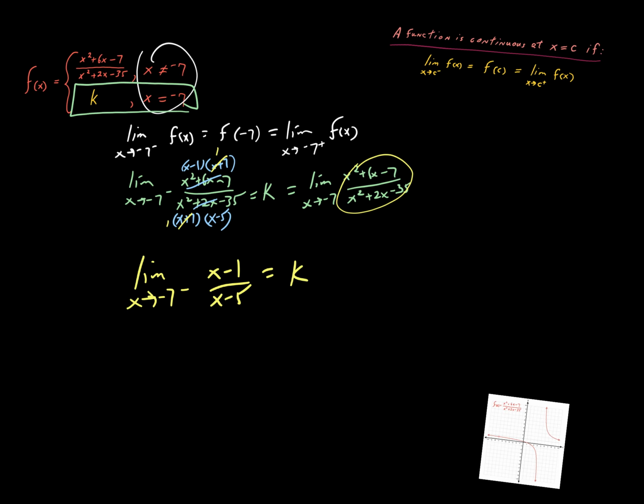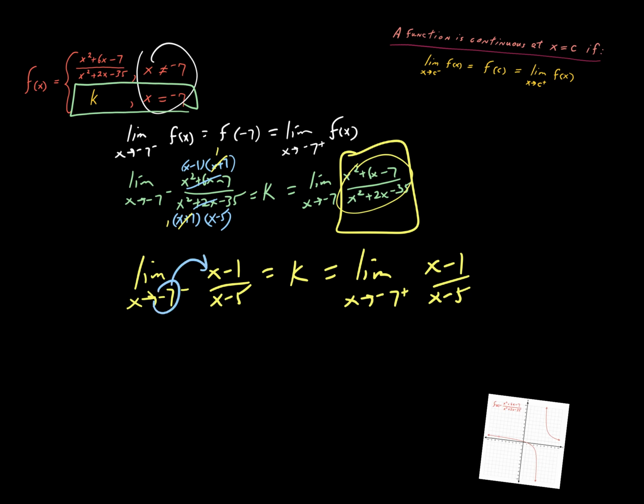And guess what? We have the same thing over here. I'm just repeating it, but I want to follow the pattern. On the right side, we're going to be left with the same thing, x minus 1 over x minus 5, right? Because we're going to factor out the same factor, x plus 7. Next, we can plug in and get a value.